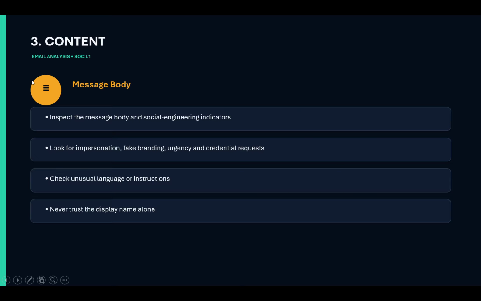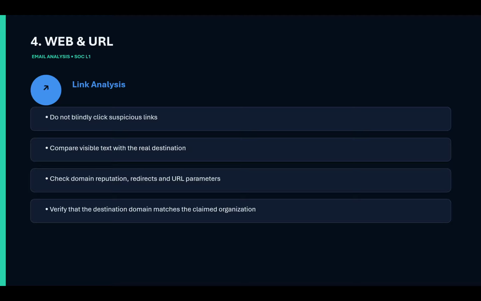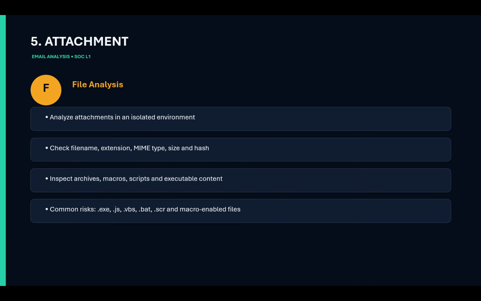After that, in content analysis, we will look at the body of the message for impersonation, fake branding, urgency or any credential requests. In web and URL analysis, we will see whether any links present are suspicious or not. In attachment analysis, we analyze the attachment in an isolated environment: file names, extensions, MIME types, size and hashes.